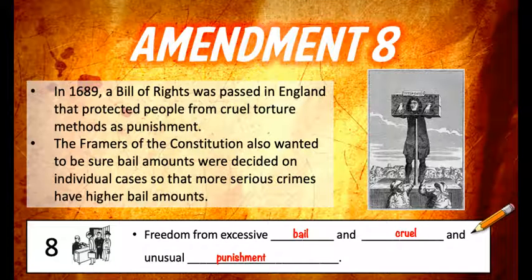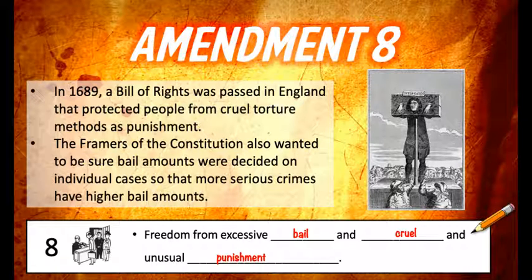Amendment 8 talks about freedom from excessive bail and cruel and unusual punishment. Okay, in 1689, a Bill of Rights was passed in England protecting people from cruel torture methods as punishment. The framers of the Constitution also wanted to make sure bail amounts were decided on individual cases so that more serious crimes have higher bail amounts. Okay?